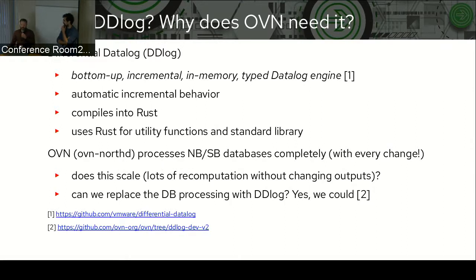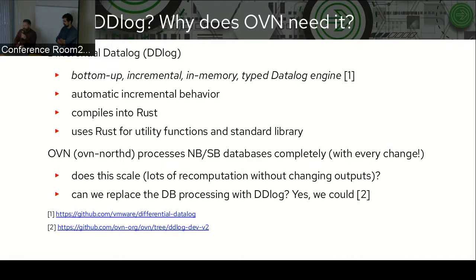So I mentioned that it uses incremental processing, which is great because ovn-northd right now doesn't do that. It always processes the entire northbound database and translates that into the southbound database. So as the scale goes up, it means that ovn-northd uses more and more CPU every iteration that it goes. So the question becomes, can we use ddlog instead of the current C version of ovn-northd?